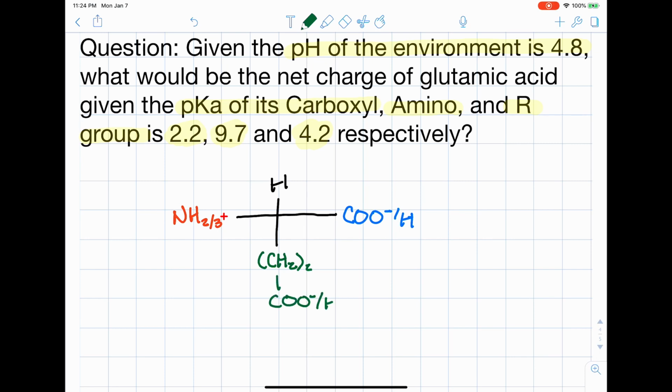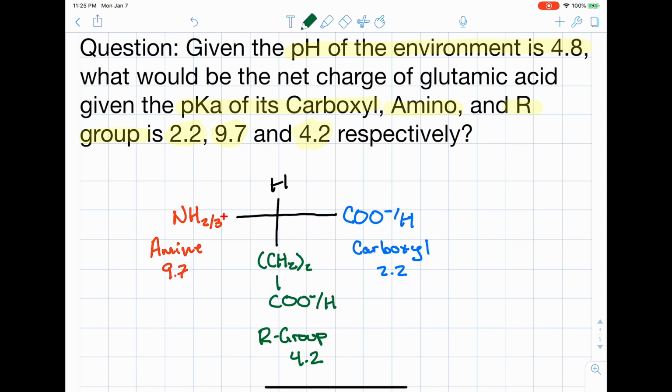NH2/3 because at this point, we don't know whether it's the NH2 with no charge or the NH3 with a positive charge. And this is the same for the other groups, such as the carboxyl and the R group. We don't know whether it's no charge or a negative charge. As we work through the problem, we will find out exactly what charge it is.